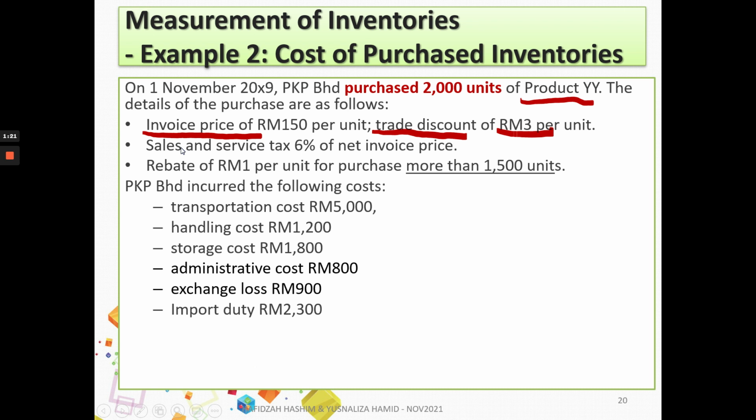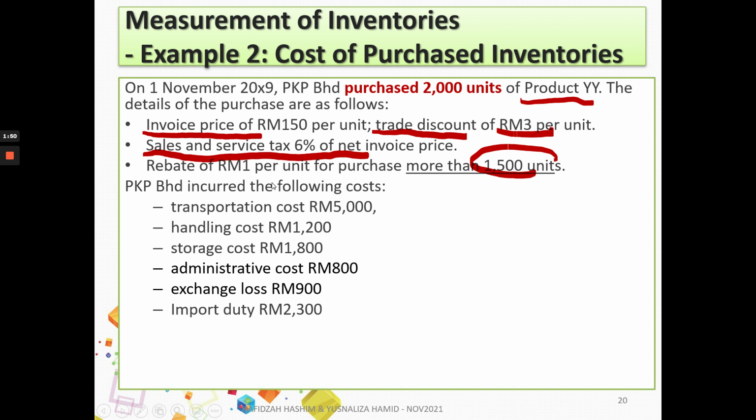Sales and service tax should also be included in the cost of inventories. This should be based on 6% of the invoice price. We'll be looking into that. Rebate: the rebate here applies only if you purchase more than 1,500 units, at 1 ringgit per unit. In our case, we purchased 2,000 units, so we will be entitled to the rebate.